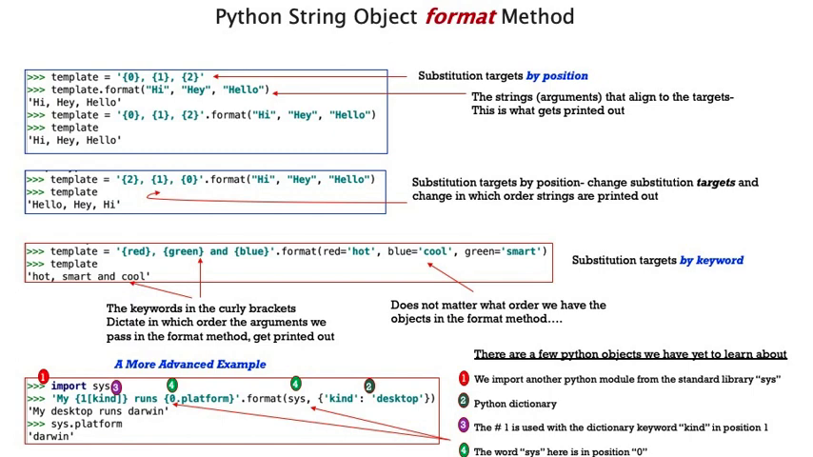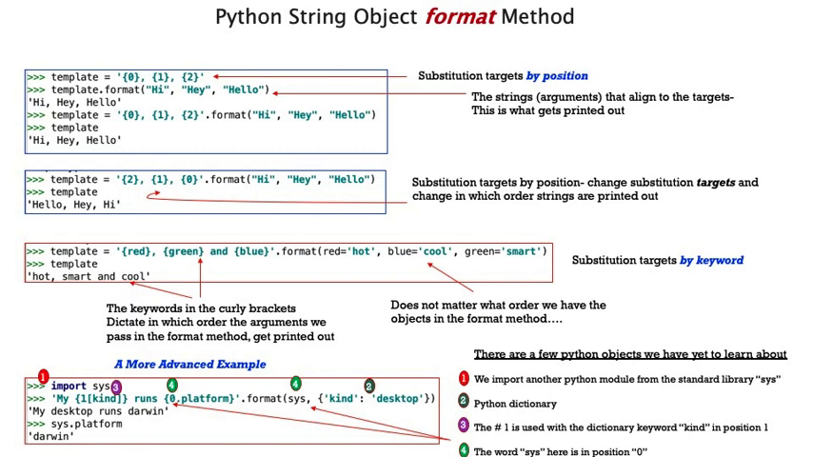The next thing we can do is use substitution targets by keyword. So now you see we have red, green, and blue. No longer do we have numbers, we now have words. And then in the parentheses of the format method, we have red equals hot, right, the string hot, blue equals the string cool, and green equals the string smart. So red, green, and blue translates into hot, smart, and cool.